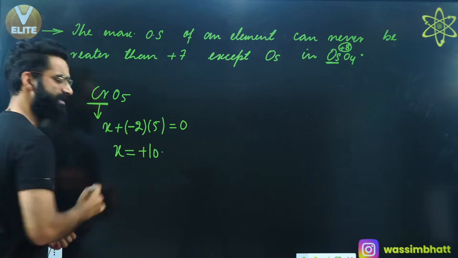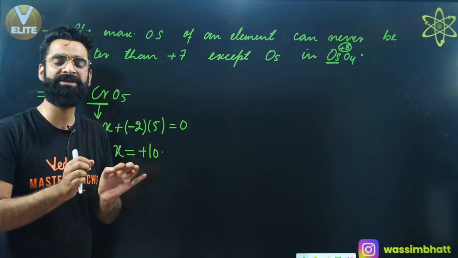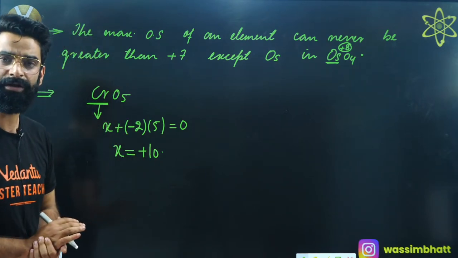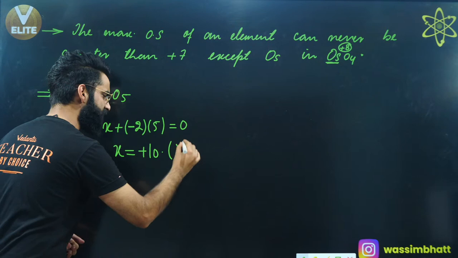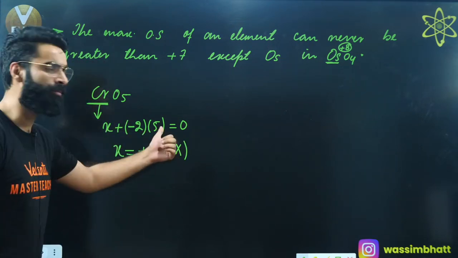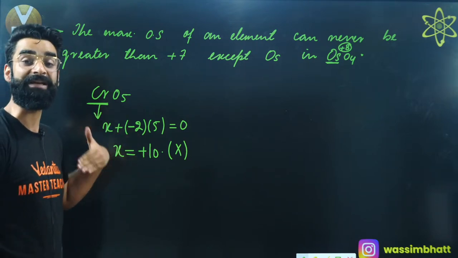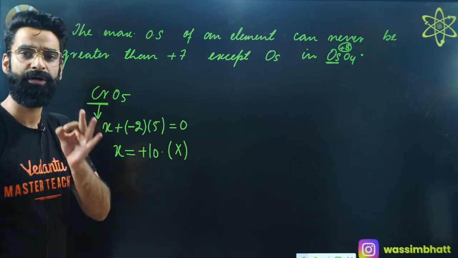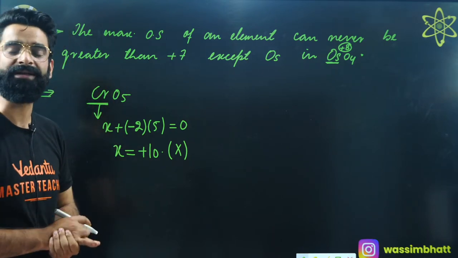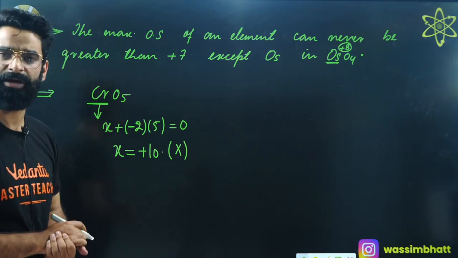You get the value of X as plus 10. But a few minutes back I told you, the maximum oxidation state of an element can never be greater than plus 7, right? So this cannot be the oxidation state of chromium. Whenever, by using the formula, the oxidation state of an element in a compound comes out to be greater than plus 7, you should know the structure of that compound, then only you can calculate its actual oxidation state, right? I'm sure you got the concept I'm telling you right now.